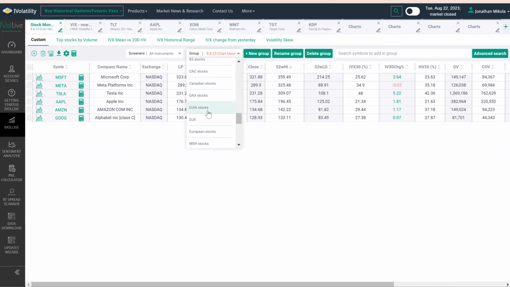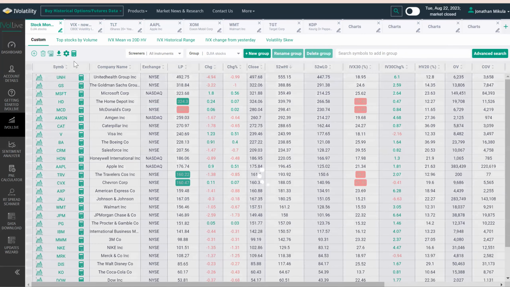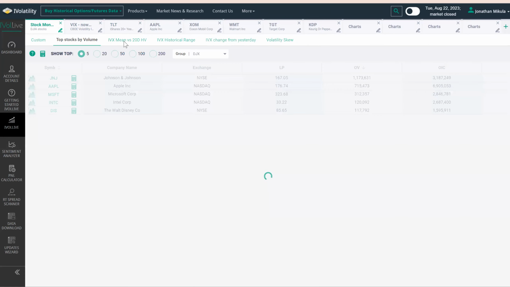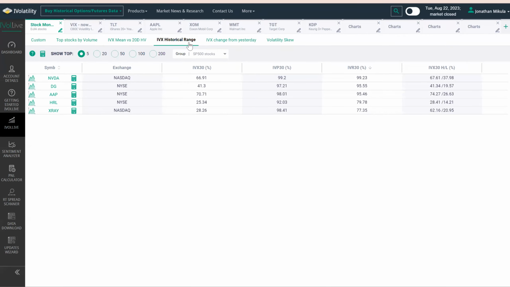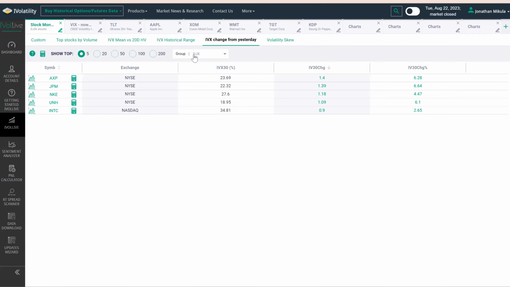The stock monitor tab is where you would run broad-based scans on the market. You could look for top stocks by volume. You could look to see where implied volatility was much higher than the historical volatility, so this is like future versus past. You could look at implied volatility historical ranges, like a 52-week range for a stock. This is a 52-week range for implied volatility. You could look at the implied volatility change day over day. So this is telling us within the Dow, the DJX, where the action is today, which looks like it's Amex, JP Morgan, Nike, United Health, and Intel. So a lot of cool things you could do here.